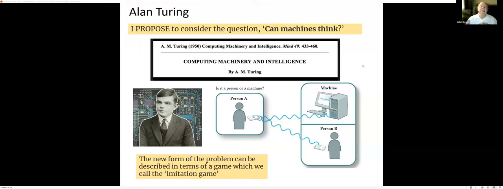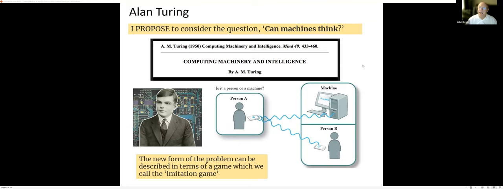So let's go back in time to what arguably is the founder of artificial intelligence, depending on how you look at it, Alan Turing, who wrote this article, Computing Machinery and Intelligence, in the journal Mind, a philosophical journal concerned with the philosophy of mind. And the idea is that he offers a new form of problem described in terms of a game, which we can call the imitation game.